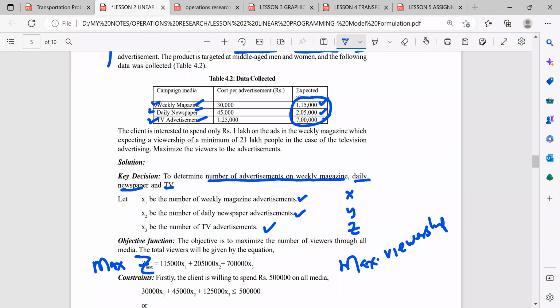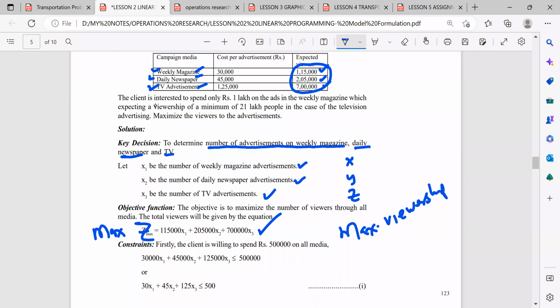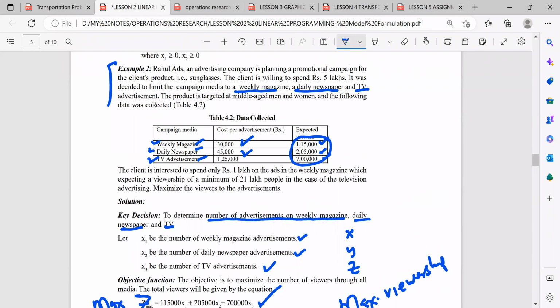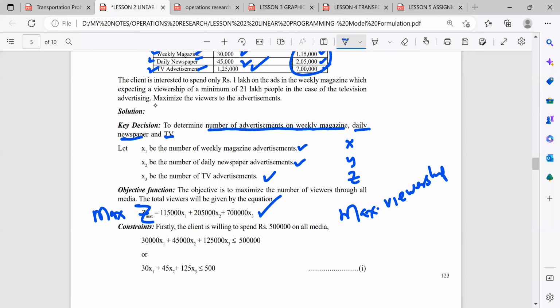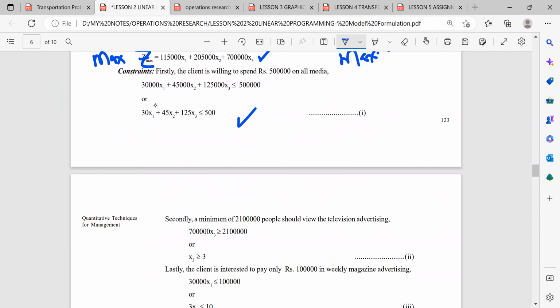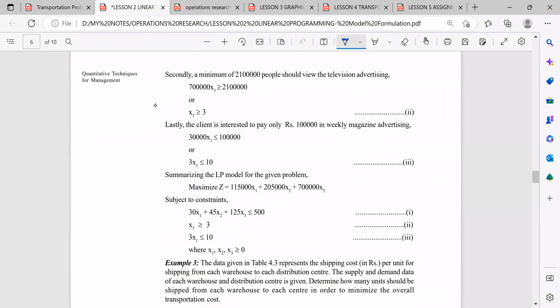Because for the weekly magazine, we have maximum viewership of 1.15 and so on and so forth. So that's why we're getting the objective function. Then the resource constraints are obtained from the information which you are given down here, and also the costs. Sometimes you get questions that require you to do some other calculations, like how to calculate total cost and so on. But basically, the procedure is the same.